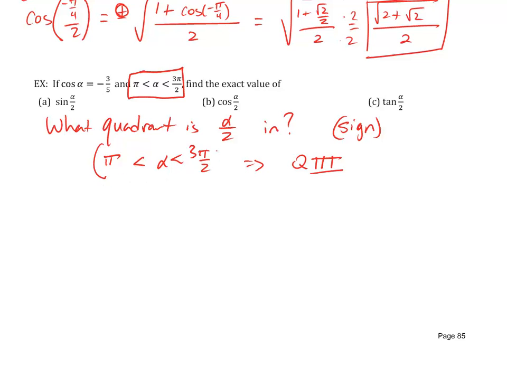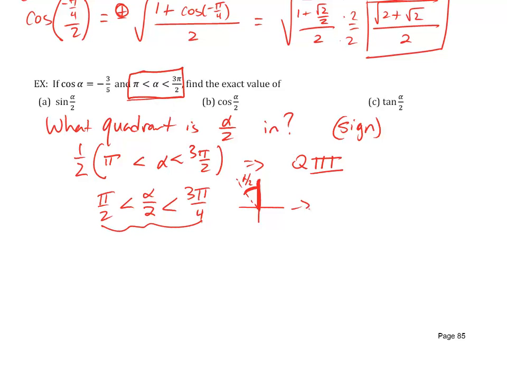If you multiply this all by 1/2, you'll get pi over 2 less than alpha over 2 less than 3 pi over 4. Now pi over 2 is straight up and down, and 3 pi over 4 is right here. So alpha over 2 has to be somewhere in this range according to this formula. And that formula was given by, up here, we just divided everything by 2. This means that alpha over 2 has to be in quadrant 2.